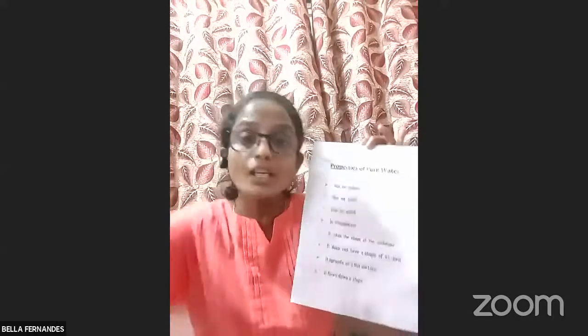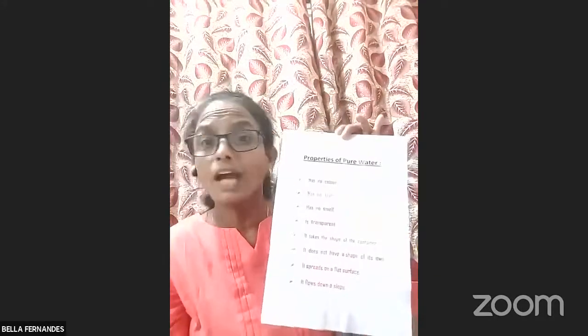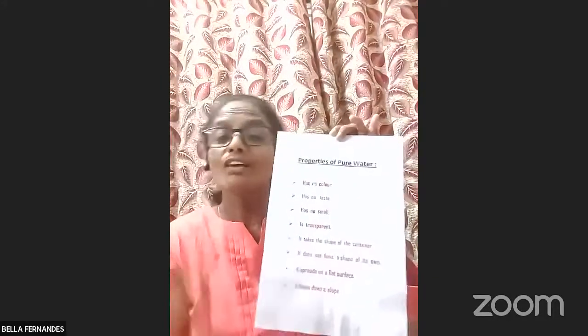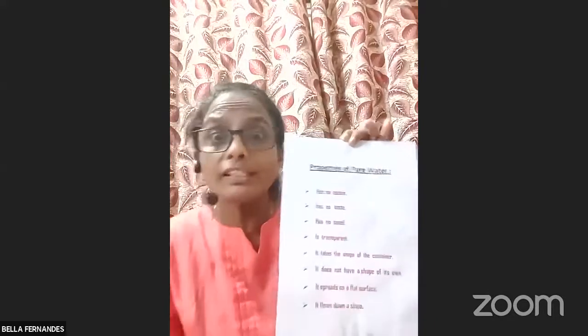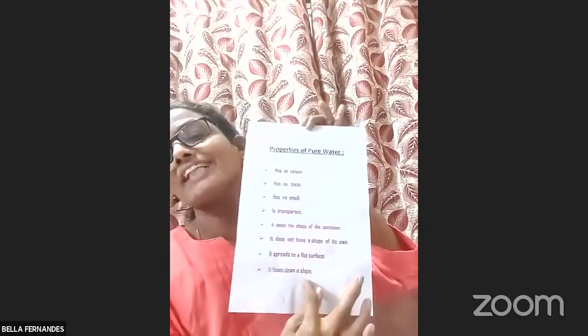Then you will find it is transparent. I showed you what transparent means. If you add an object in the water, you will see the object clearly. Then I showed you it takes the shape of the container. When you pour it in a flask, or in a bottle, it takes the shape of the container. Then you will find it spreads on a flat surface, and when it falls down, it spreads all over. So all these things are known as properties of water.